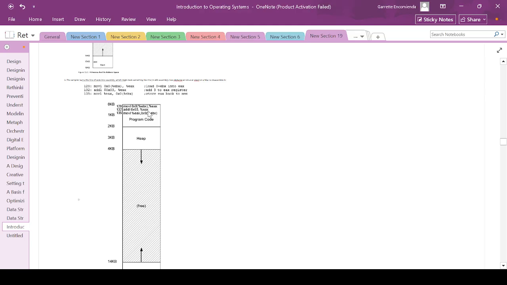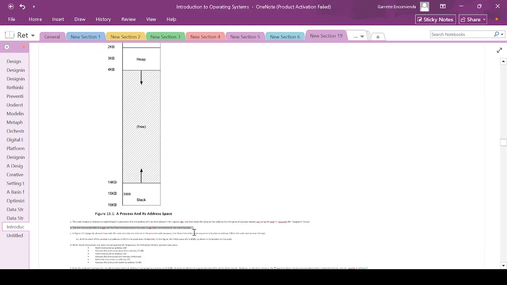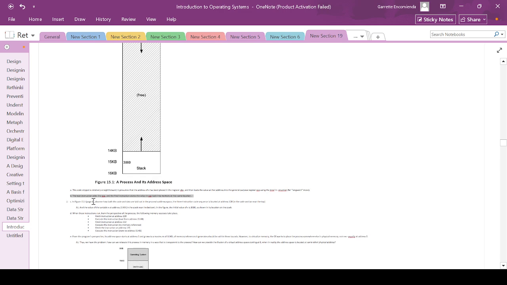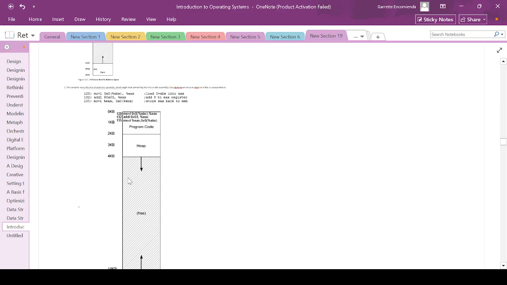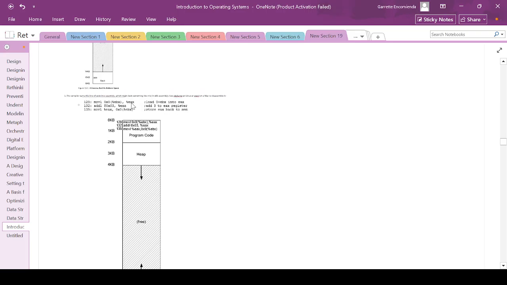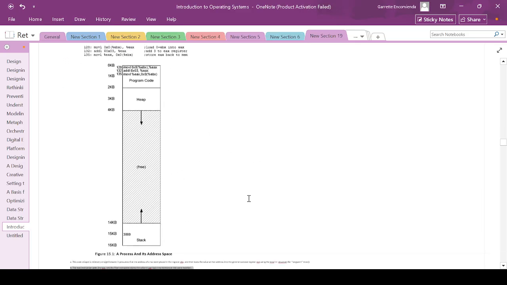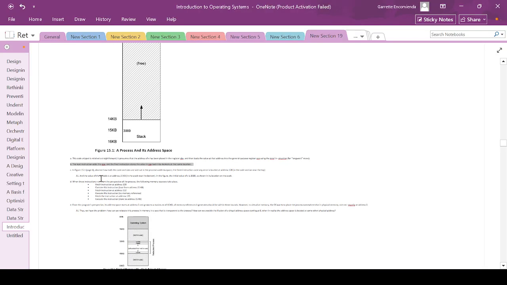So here it adds 3, and then here it moves back into memory at that same location. The final instruction stores the value in EAX back into memory at that same location. So this same EAX that we have, since we added 3, we move it back. So that's what the code does.